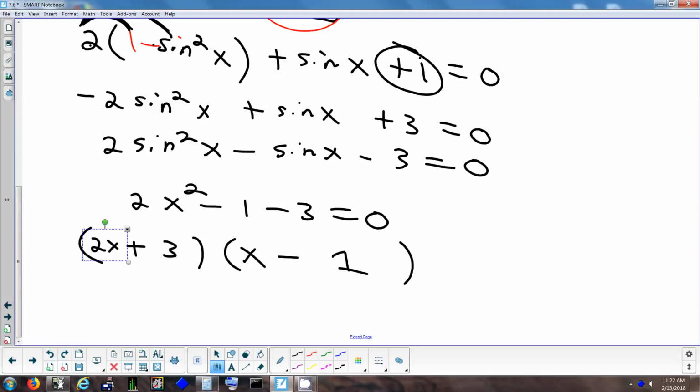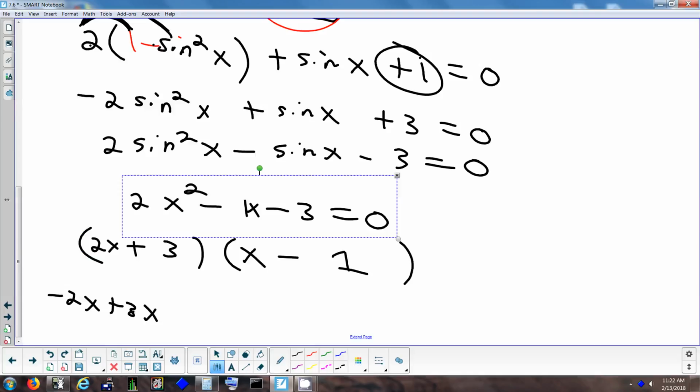2x times negative 1 is negative 2x. And what's 3 times x? 3x. What's negative 2x plus 3x? Just x. 1x. That's exactly what you want in the middle. So we factored it correctly. Okay.